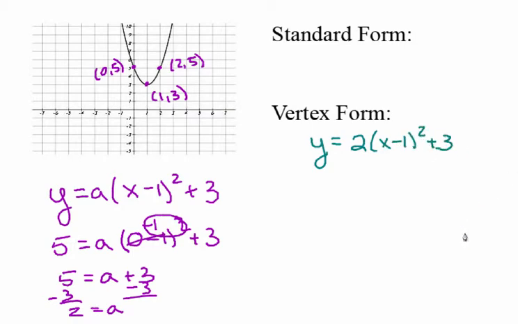And remember, to get standard form, we just need to multiply everything out and combine like terms. So y equals 2 times x minus 1 times x minus 1 plus 3.